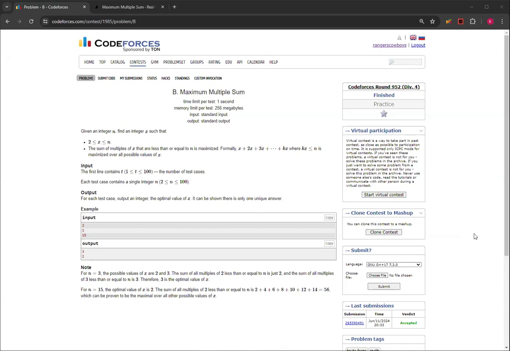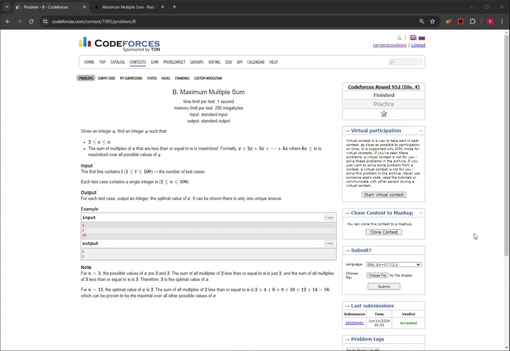Formally, x plus 2x plus 3x, on and on until kx, where kx is less than or equal to n, and that's maximized over all possible values of x. So you're given n, greater than or equal to 2 and less than or equal to 100, and you need to output an integer, the optimal value of x, and it's shown that there's only one unique answer.